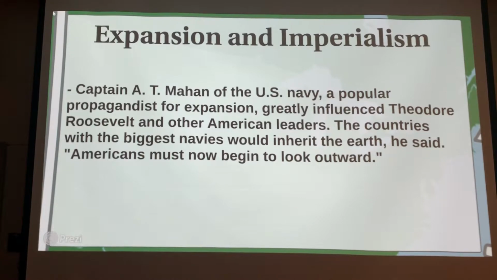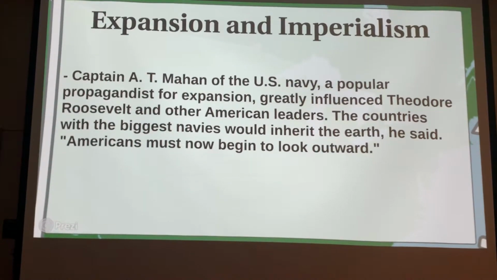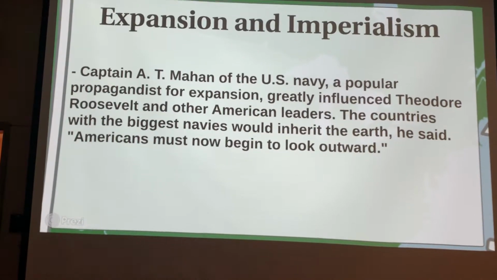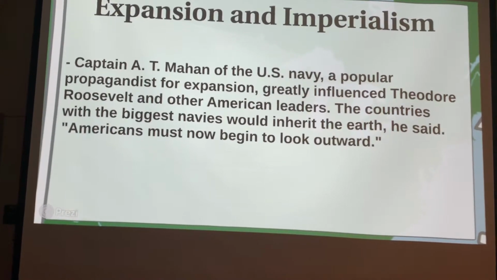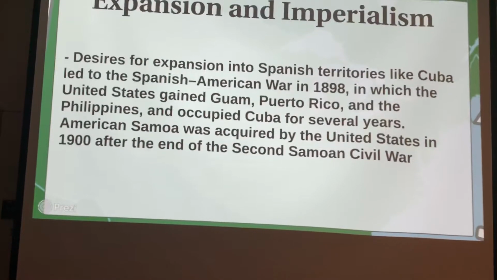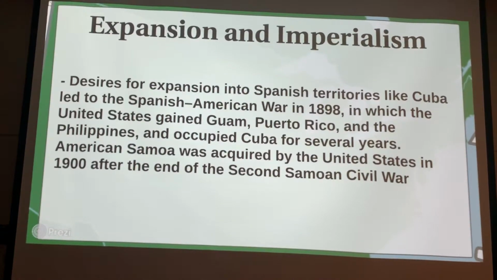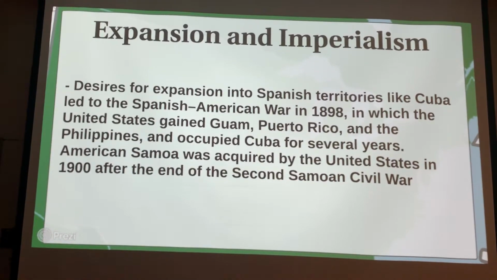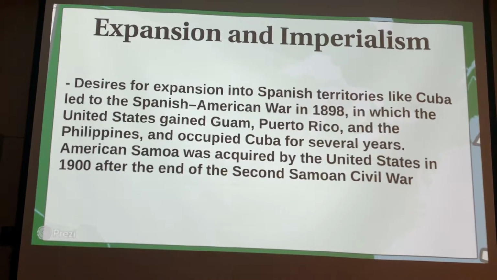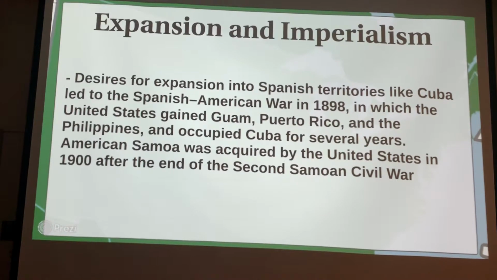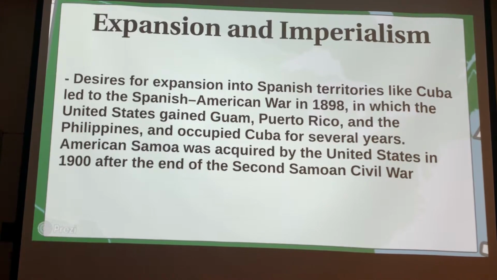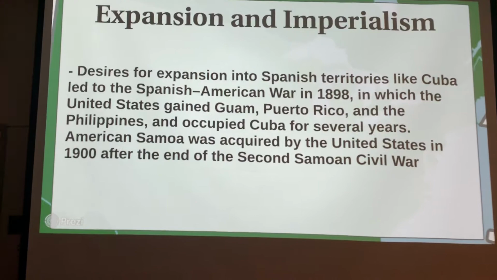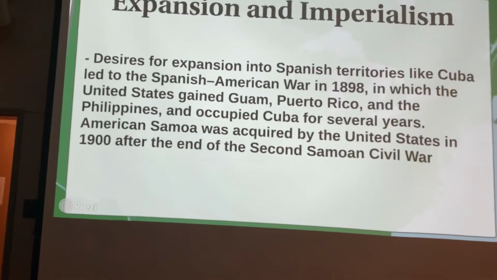And indeed, he was right, with America becoming established as a global power at the time. They were easily able to acquire many more lands than they initially had. And then the desires for expansion into Spanish territories like Cuba led us to the Spanish-American War in 1898, in which the United States gained Guam, Puerto Rico, and the Philippines, and it also occupied Cuba for several years before Cuba gained its independence once more. American Samoa was also acquired during this time.